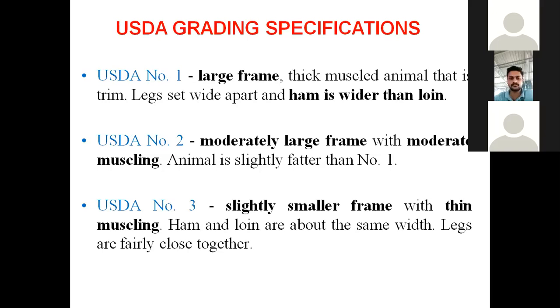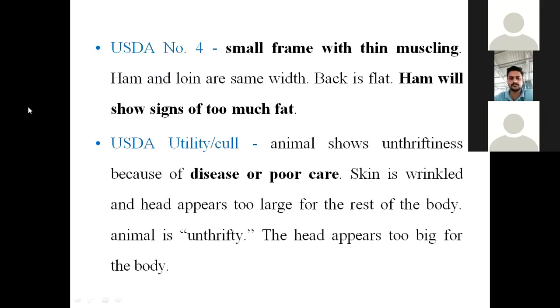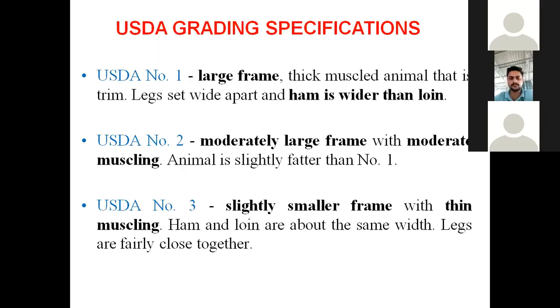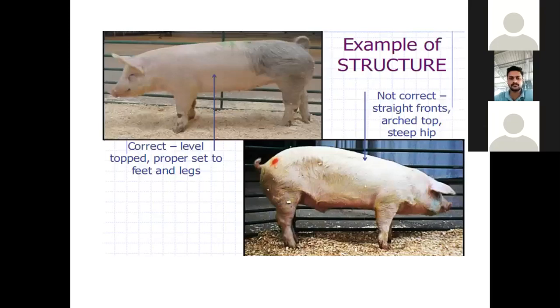Legs are fairly close together. And again, you can see grade 4 is a smaller frame with thin muscling, ham and loin the same width, back is flat, and the ham will show signs of too much fat. Again, in an animal which is too fatty, the jowl region will be hanging or loose. If the animal is more muscled, you can see in this animal the jowl region is well developed. It is not flabby. Here you can see it is comparatively more flabby.